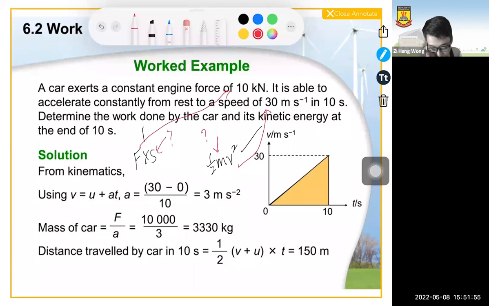So we can find the mass using F equals ma. We just did over here, 3,330 kilograms. How do we find the distance traveled? We can use this velocity-time graph. We learned that in a velocity-time graph, the area under the graph is the distance traveled. So it's just half times 30 times 10. Okay, so in this case, it will be 150 meters.